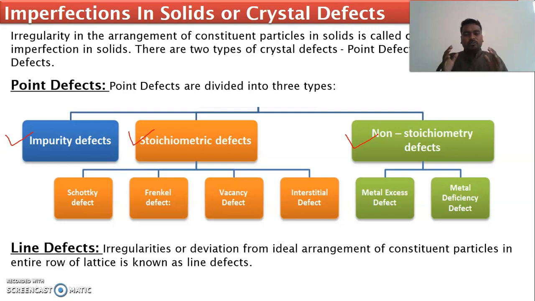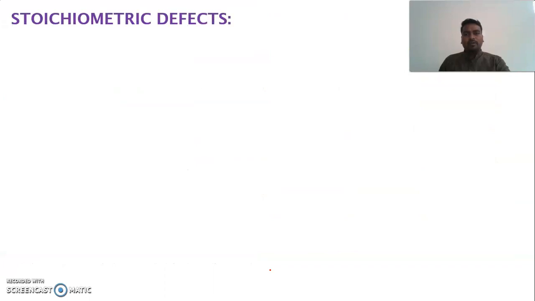So dear students, based on the nature of the defect, the mode in which the defect takes place in a crystalline substance, we classify crystalline defects into two major categories: point defect and line defect. Point defect is further classified into three types: impurity defect, stoichiometric defect, non-stoichiometric defect. Line defect is nothing but the irregularity or deviation from an ideal arrangement of constituent particles in an entire row of a lattice. Let us see one by one.